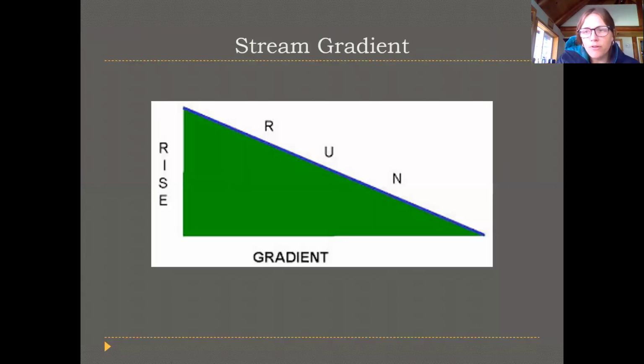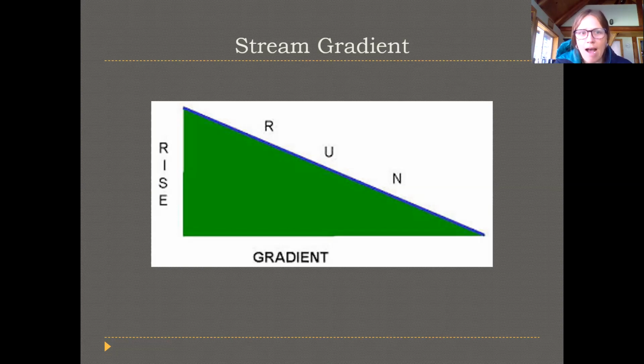Okay, so there's a few basic terms about streams and rivers that I want to include here, and then the next lecture that I'll record talks about some of the impacts of these stream and river characteristics and behaviors. So first of all, one thing that we measure and communicate a lot about streams is the gradient of the stream. So that's basically how steep the stream is.